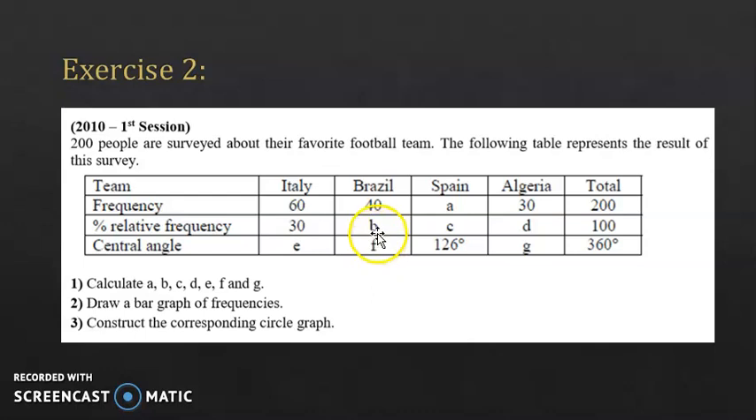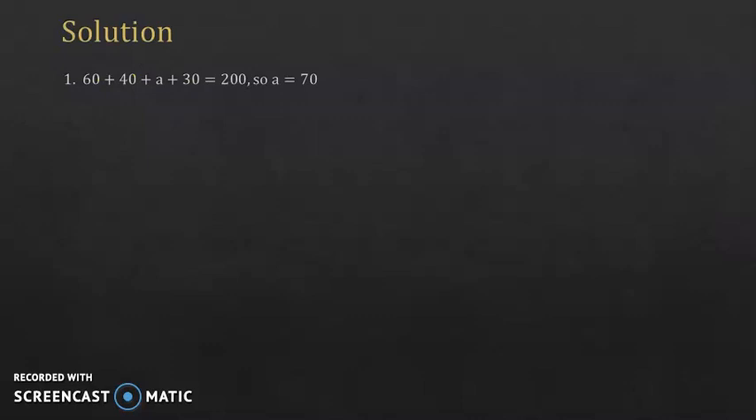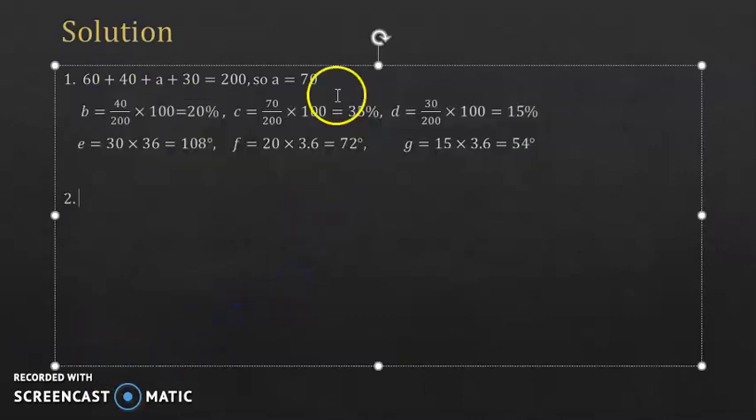Now for B. B is the percentage relative frequency. Can you calculate B? Yes, because we have its corresponding frequency. So the percentage relative frequency, which is B, is the frequency over the total frequency times 100. So you'll get the answer, 40 over 200 times 100. For C, also since we got A, which is 70, then it's also 70 over 200 times 100. And same for D. These would be the values of B, C, and D.